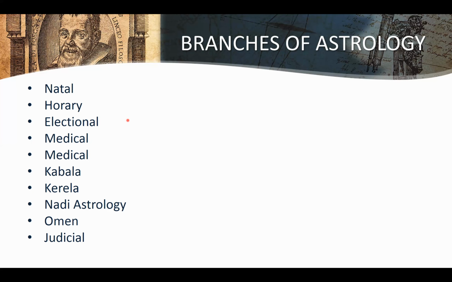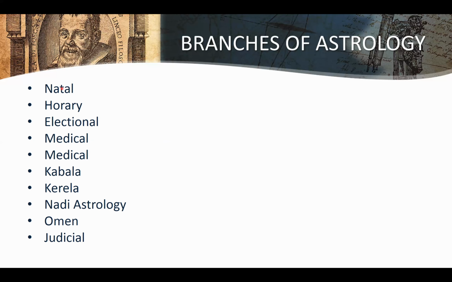So if we see natal astrology, this is one of the most common types of astrology, which is concerned with human life. We create a chart at the time of birth for a particular place of birth where we take the coordinates, the latitude and longitude. And from this chart, we try to read the events about the natives.